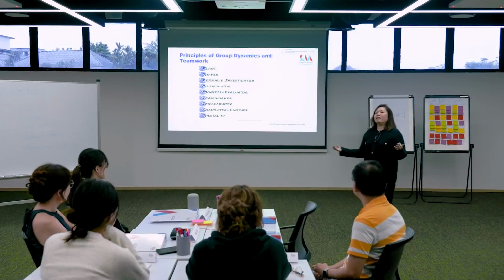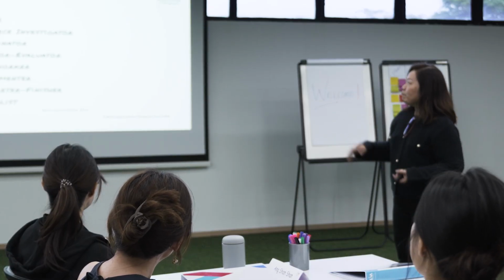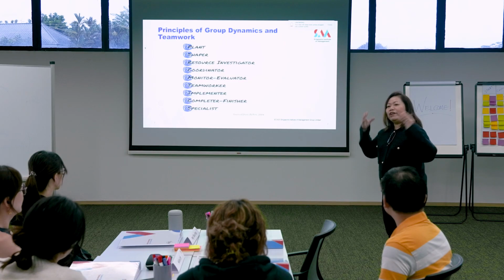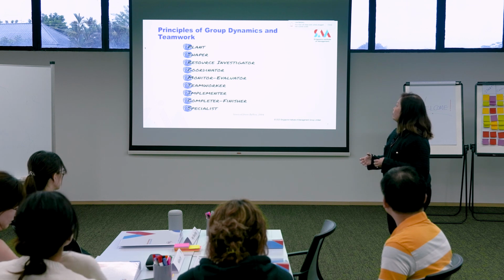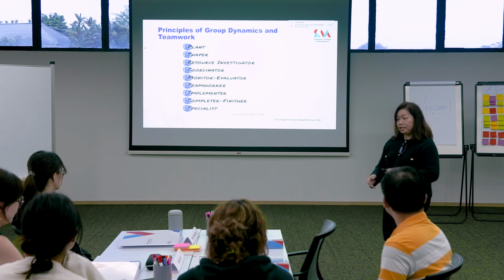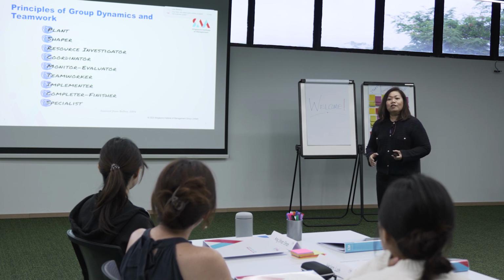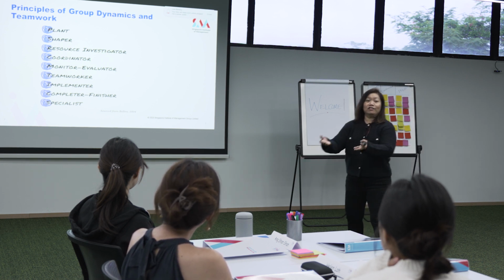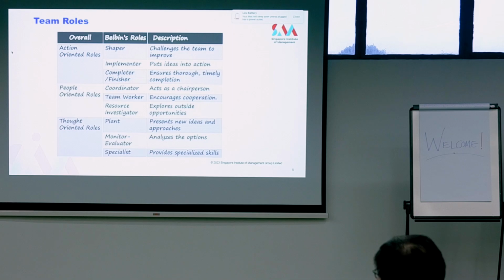Right, in terms of how a team can succeed, there are different roles. This is the plant. The plant is like the brainchild, giving ideas, right? The shaper will help come up with different strategies. If I could break these 9 roles into 3 different categories, they can be people-oriented, action-oriented, or thought-oriented, right? So let me share this.